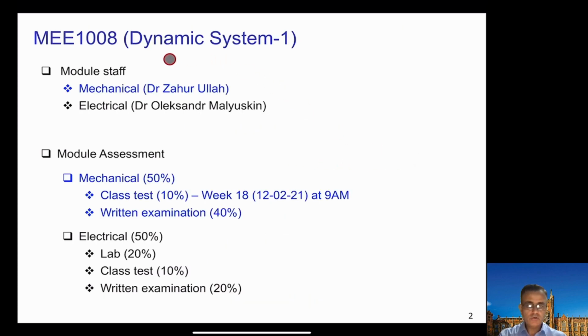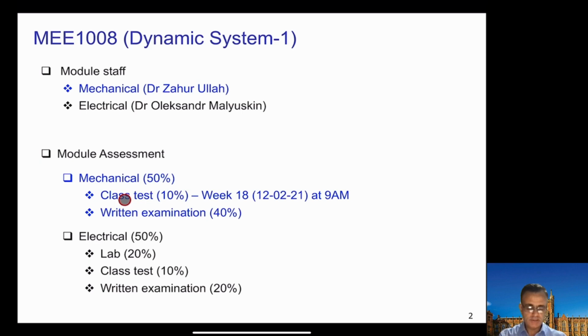So before going into the topic, I would just briefly describe the content of this module. As you know, Dynamic System 1, which is MEE1008, consists of two parts, mechanical part and electrical part. So I will be teaching the mechanical part, and then as you can see the module assessment. The module assessment is again 50% mechanical and 50% electrical. Now the mechanical part is further divided into two parts.